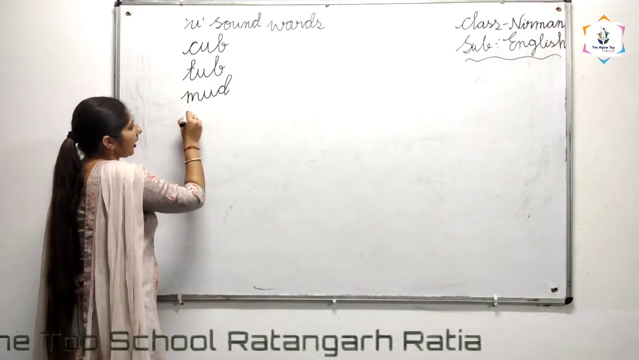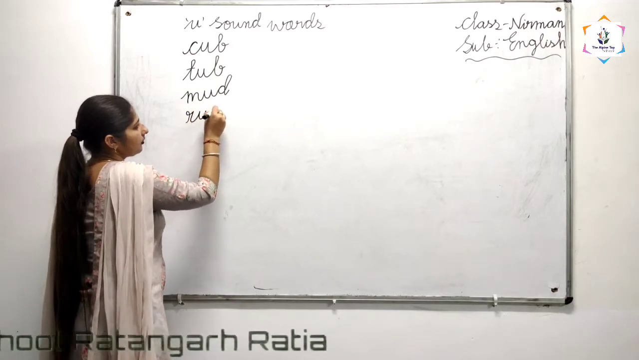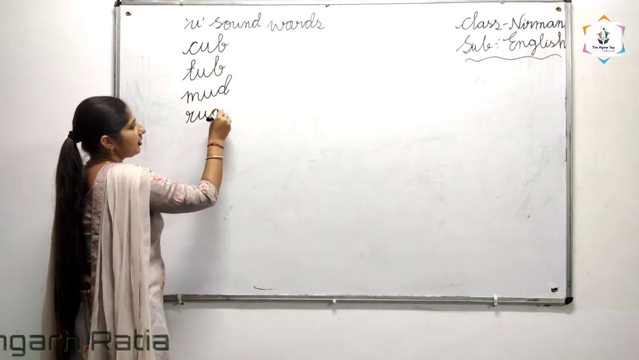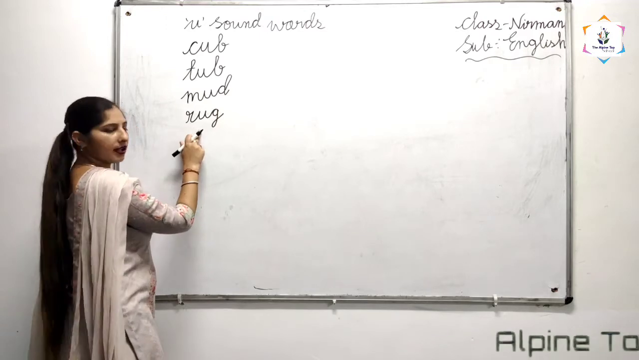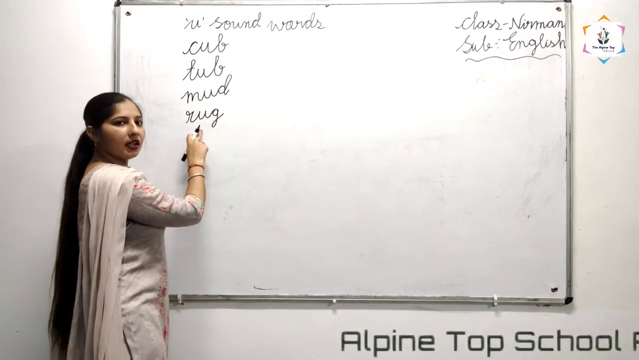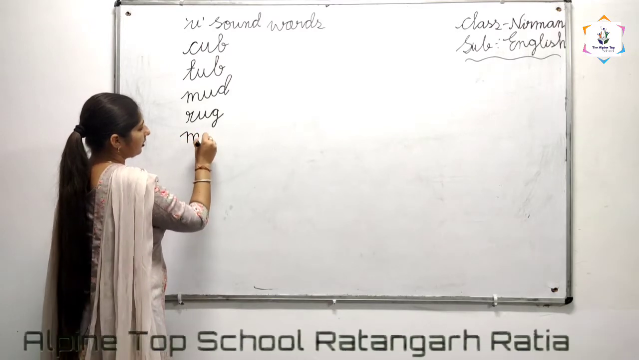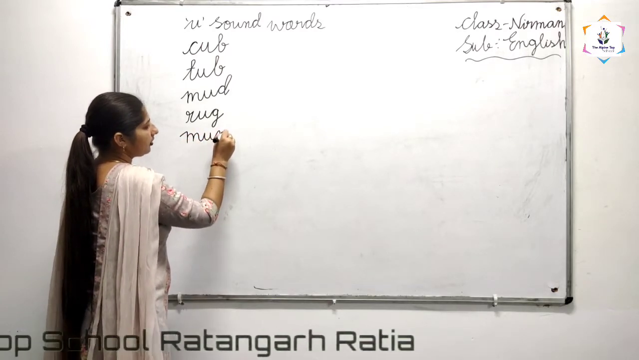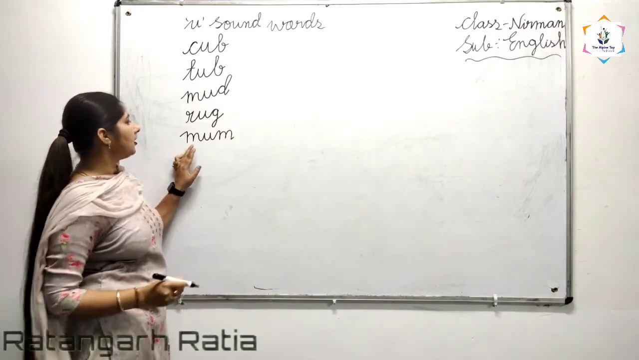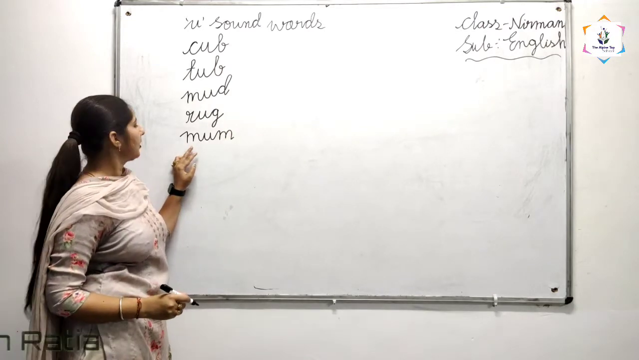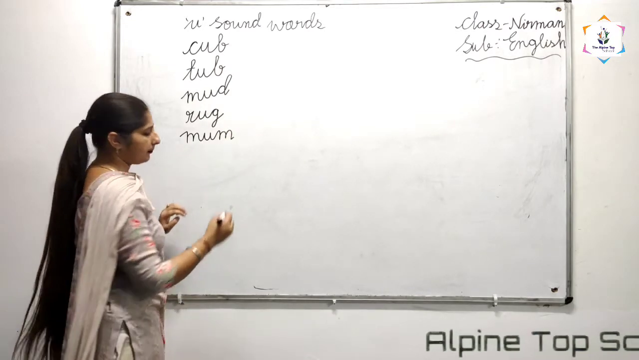Now, R, U, G. It's rug. R, U, G, rug. Now write M, U, M. It's mum. M, U, M, mum.